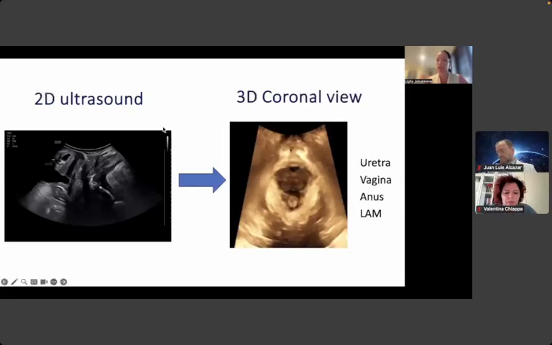So in this coronal view, we see the following structures. We see the urethra, the vagina, the anus, and the levator ani muscle that is attached to the ramus pubis inferior, which is here. So here is the puborectal muscle attached to the ramus pubis inferior. This is a normal coronal view.